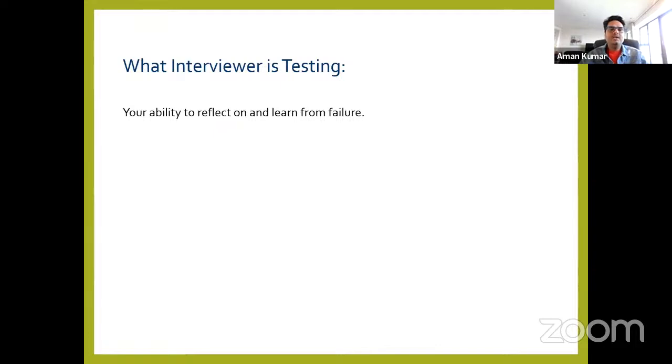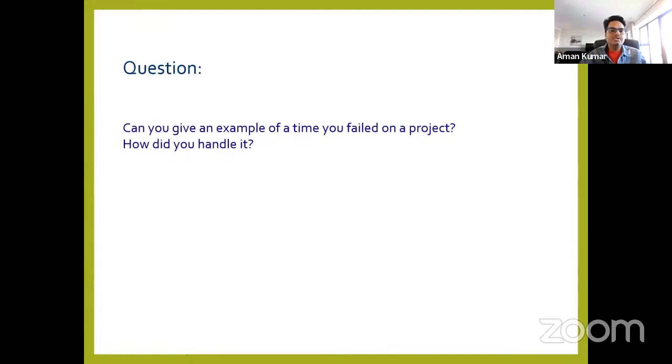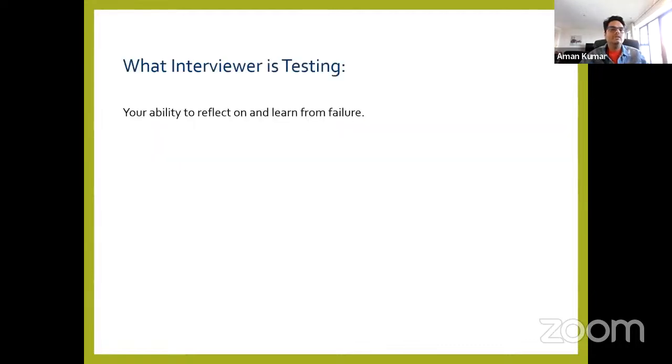The intent here is your ability to reflect on and learn from failure. Fine. So what you have to do is frame your answer in such a way that it shows your ability to learn from failure. Can you think of a demo answer for this question? Can you give an example of a time you failed on a project and how you handled it? Can you think of a demo answer? The intent is this.